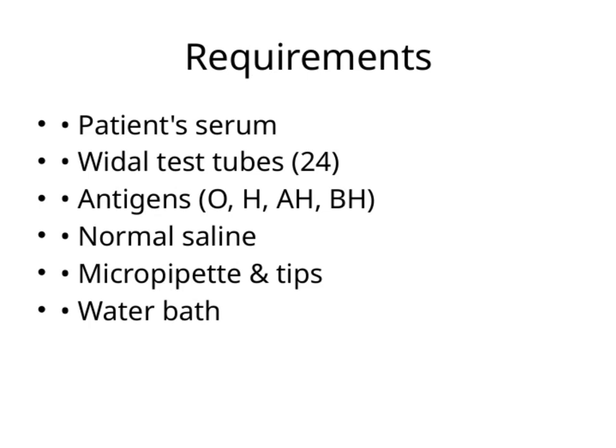Now let's take a closer look at the materials we need for performing the WIDAL test. First, we have the patient's serum, which contains the antibodies we're going to detect. Next, we need the WIDAL test tubes, and in this case, we'll be using 24 of them to run multiple tests or controls. We'll also require specific antigens, O, H, AH, and BH. These are the key components that help us identify the presence of typhoid antibodies.